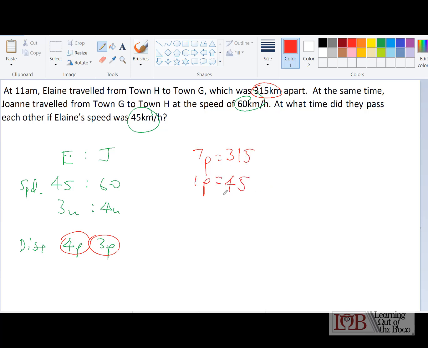Okay, so at what time did they pass each other? So we are looking at just using 1 of them, and let's use E. Okay, so E's time taken will be 3.